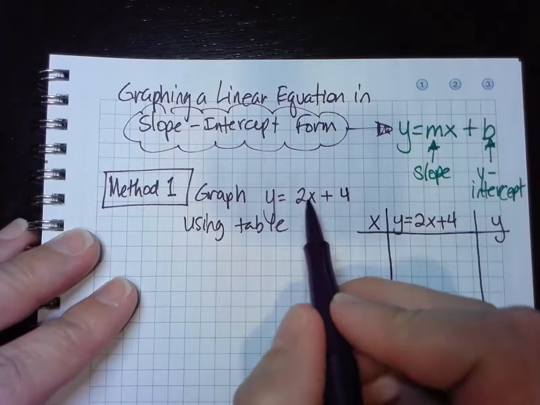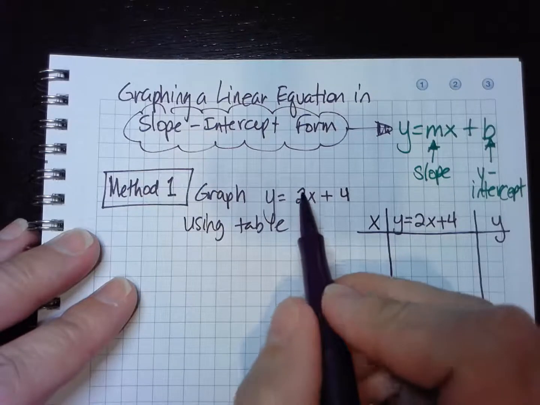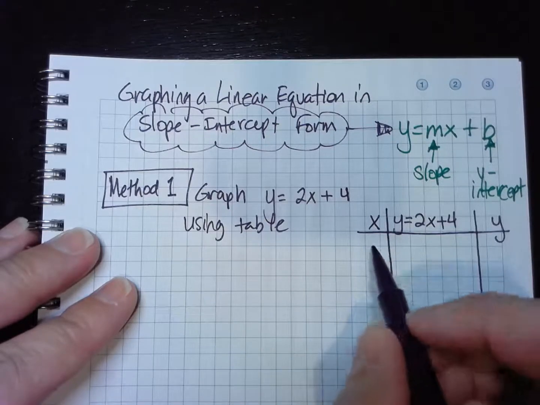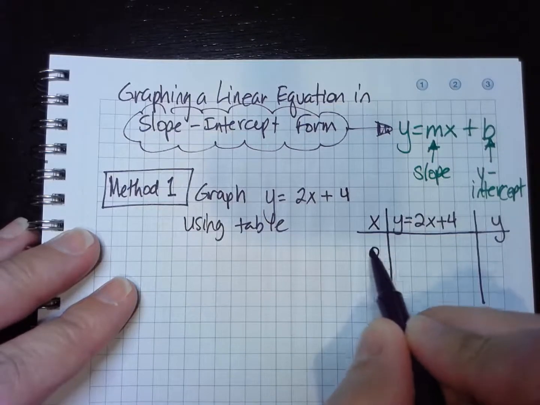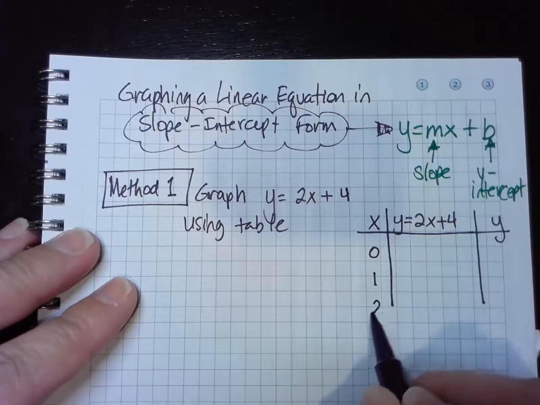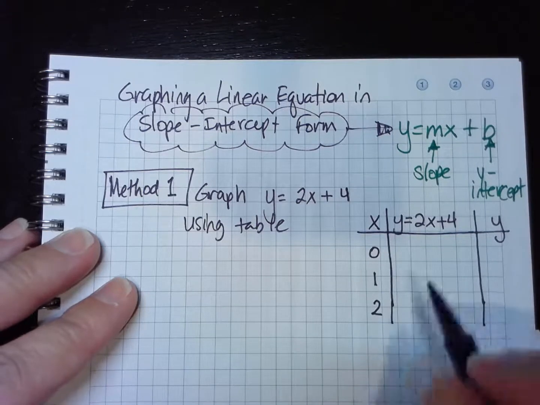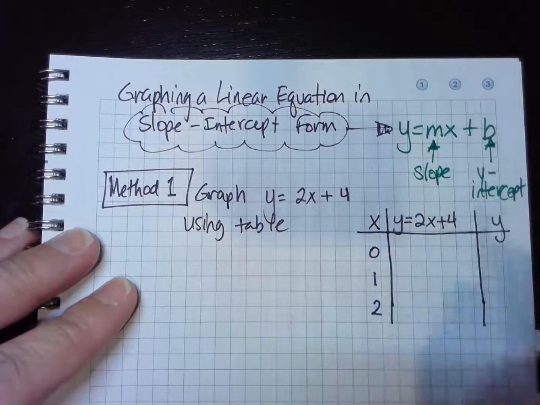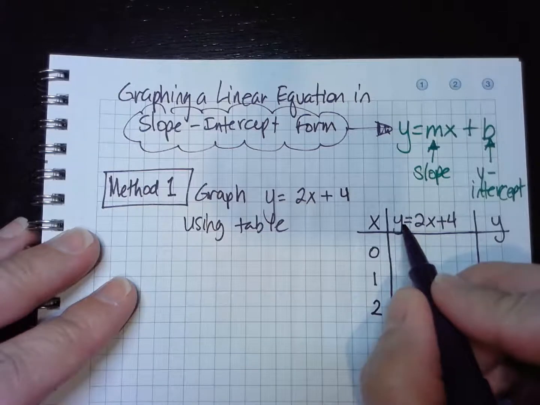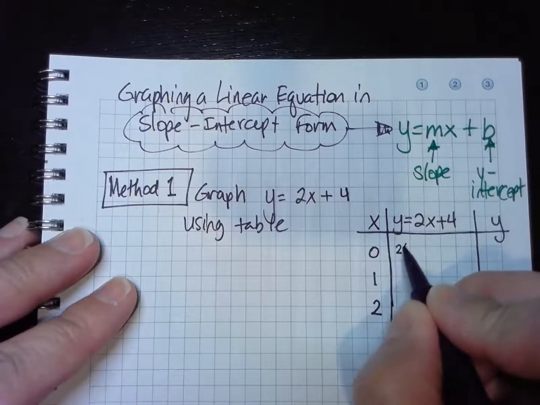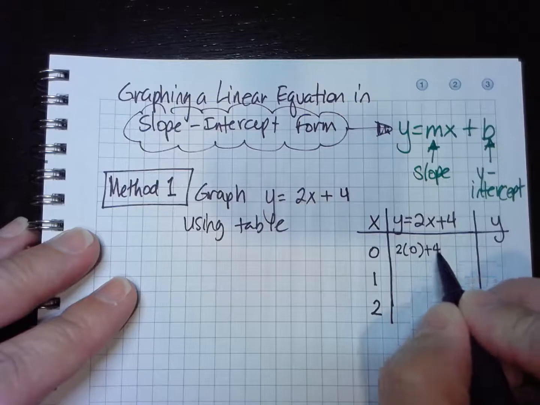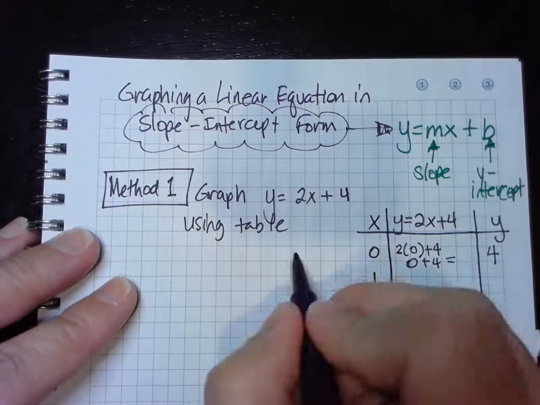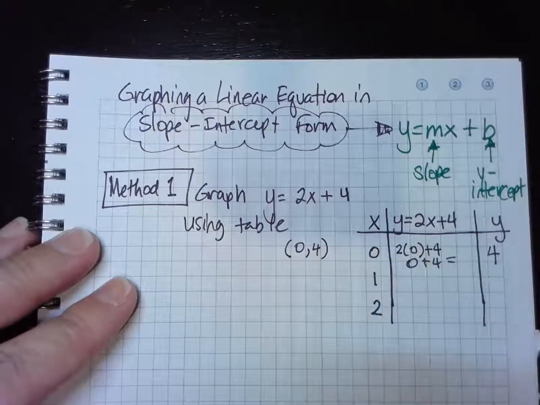So since the numerical coefficient of the x is a whole number, it's 2, it's not a fraction, then I should use those go-to points, which is let x be 0, let x be 1, let x be 2. So you're substituting 0 in for x, then 1 in for x, then 2 in for x, to find out your y. So you would get 2 times 0 plus 4, which is 0 plus 4, which is 4. So your first point would be 0, 4.